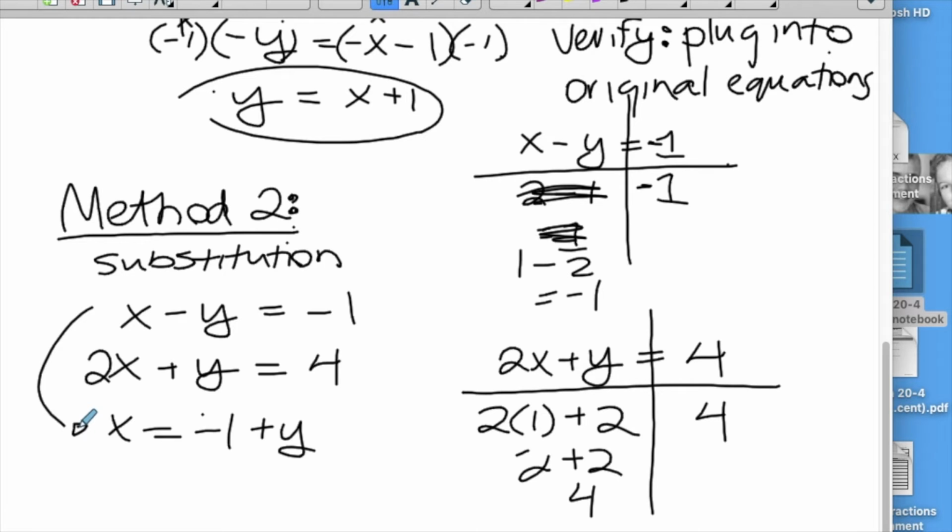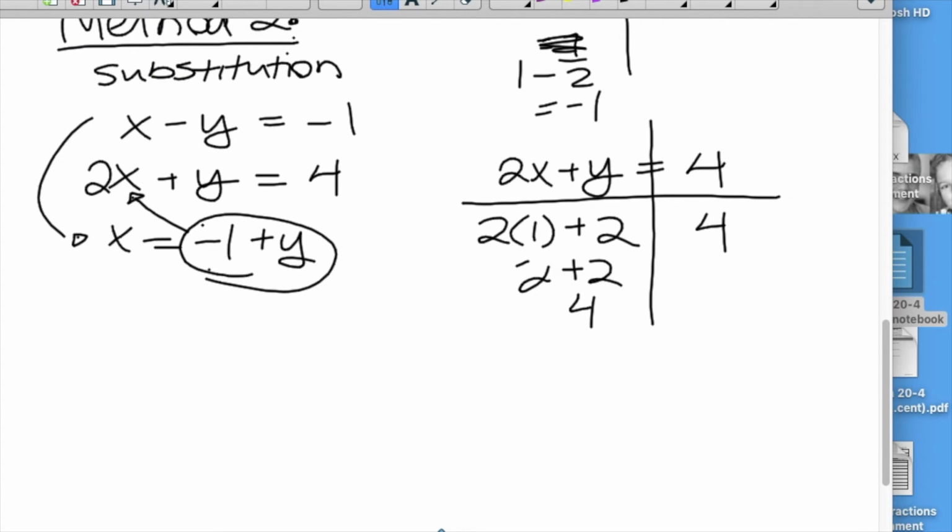Okay, and the reason why this is called substitution is that once you isolate one variable in one equation, you are going to take this and sub it in for that same variable in the other equation. So I'm going to take this, put it in there. Okay, so let's do that. That's the substitution part. So instead of 2x, I'm going to have 2 with a set of brackets plus y equals 4. And then inside the set of brackets, I'm going to have a negative 1 plus y.